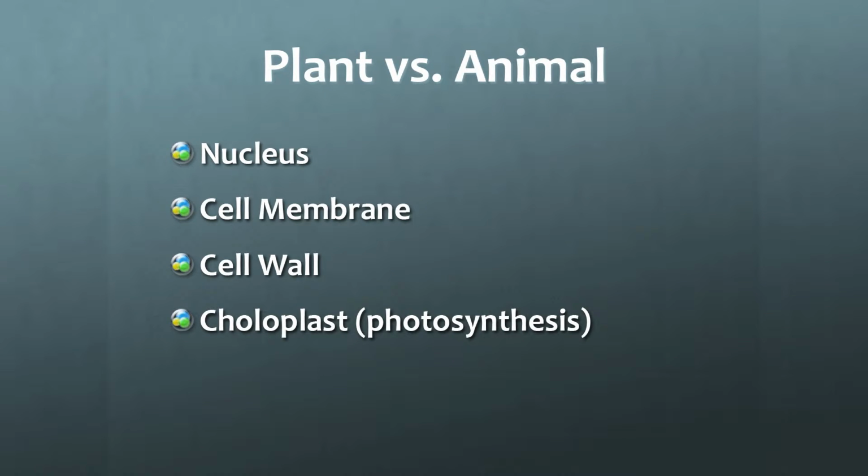Let's go back to plant versus animal. Remember, both have a nucleus, both plant cells and animal cells. They're both eukaryotic. Remember, eukaryotic has a nucleus. They both have a cell membrane, so plant cells have a cell membrane and animal cells have a cell membrane. Only a plant cell has a cell wall, and only a plant cell has chloroplasts. That's where photosynthesis is occurring.